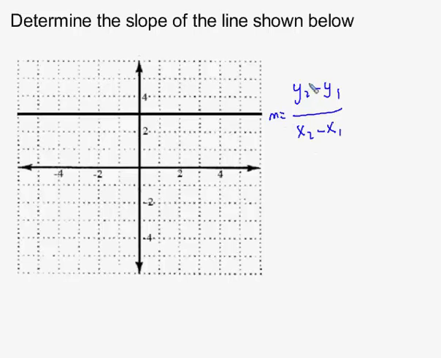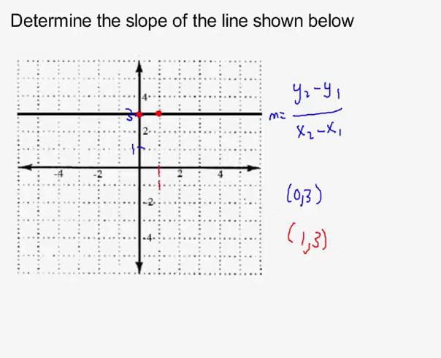One way is to pick 2 points and use the slope formula as shown here. So let's pick the point right here whose coordinates would be 0 units in the x direction and 3 units in the y direction. And then we can pick another point right here, which would have the coordinates x equals 1 and the y value would be 3.